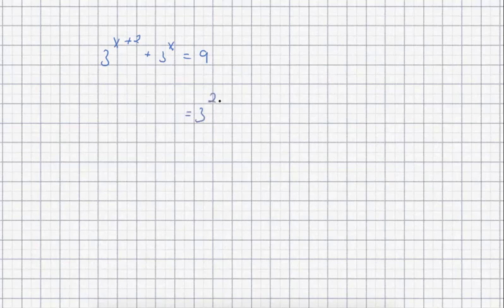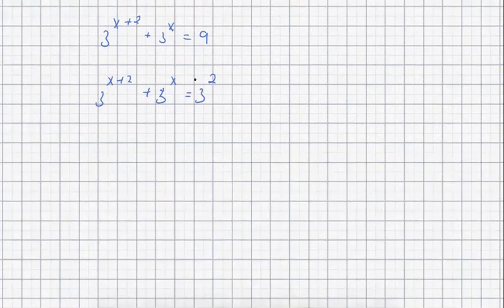And then now all the bases are the same. No, sorry, they're the same, but here you have a plus. So you have to have one base on each side. So what you'd add. So 3. That was the first step, correct. Now what can you do here? The x plus 2 and the x, can you add them? No.